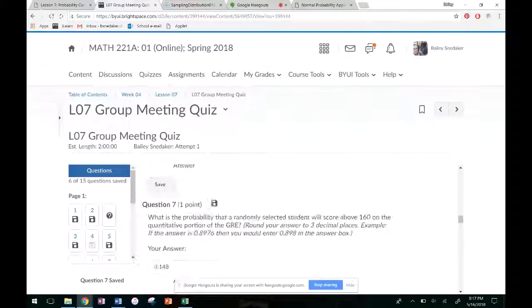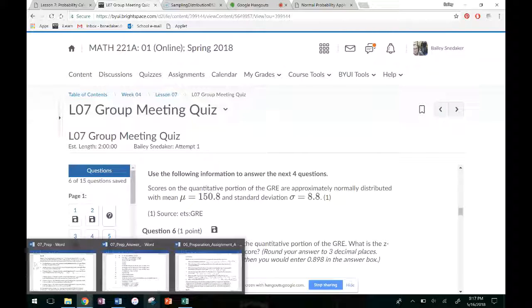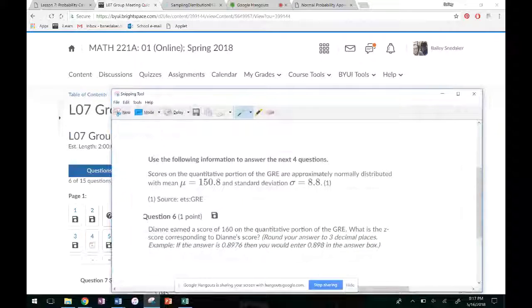Okay, so if you look up here, it talks about the population mean. This is the population mean, and this is the sample mean, and we got 160. Okay, so then we need to find the sample standard deviation. For the standard deviation, I got 10.